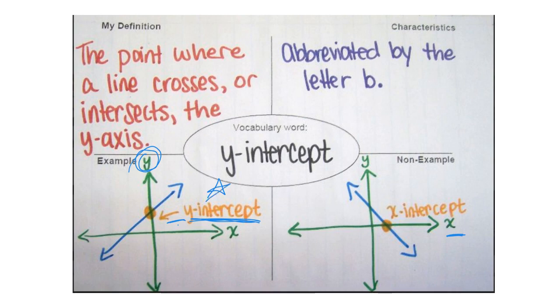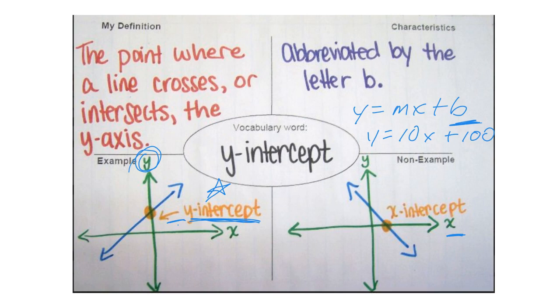It is abbreviated by the letter b, and you've been looking at it this entire time. Y equals mx plus b. Here is your b. The y-intercept is a fixed cost. It is a starting point. If you started with $100 in your savings account and added $10 each month, your slope is 10 because you put that in each month and you start with $100.